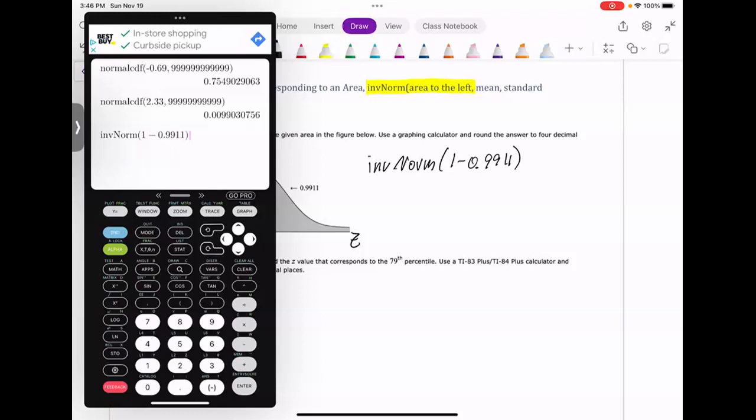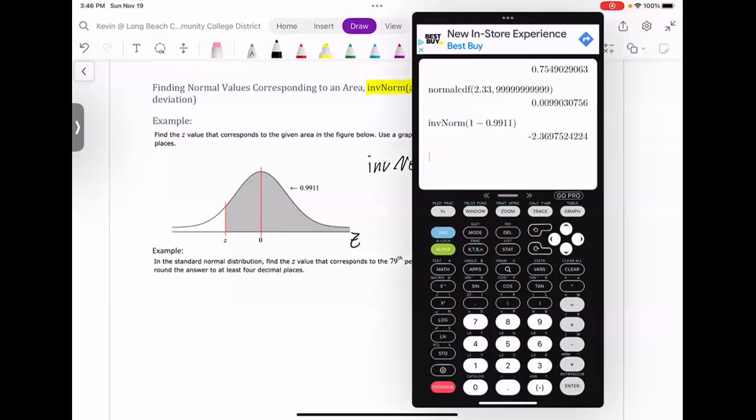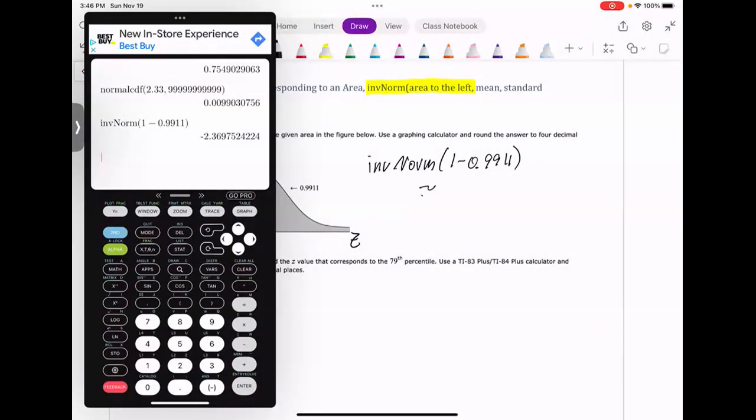And I'm going to do 1 minus 0.9911. Now, before I hit enter, I want to notice this is going to be way more. Notice it's already more than 50%. And notice my z value is definitely going to be to the left of 0. So I expect my z value in this case to be negative. And it is. Negative 2.36975.